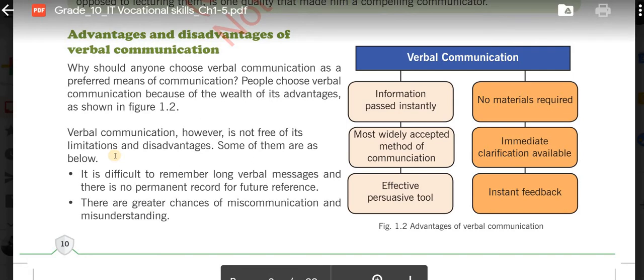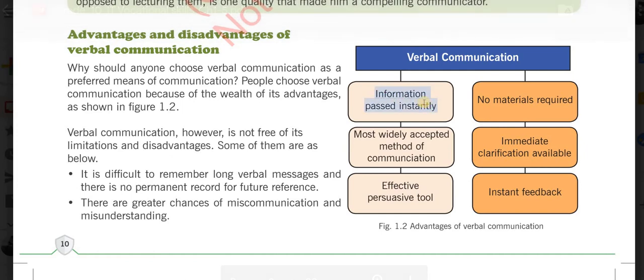There are some advantages of verbal communication. The first point is information passed instantly. When we communicate with a person verbally, the information passes instantly. So this is a very easy way to communicate to an individual. So this is an advantage.